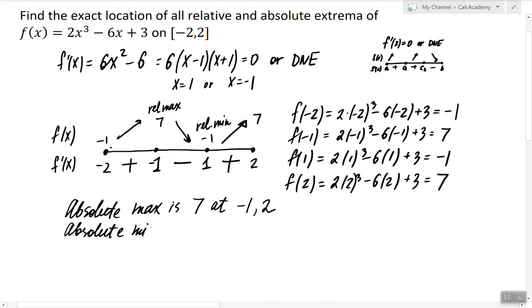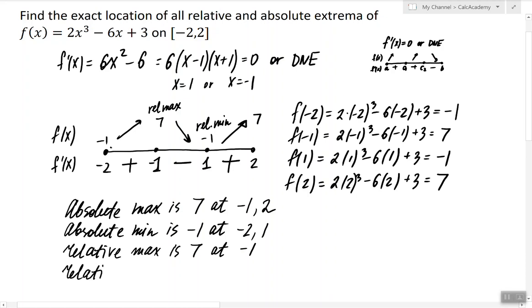Absolute min is -1, and it's obtained by this function at -2 and 1. And we also have the relative max at -1, and we have a relative min of -1 at 1. So this is how we classified the relative and absolute extrema values of this function.